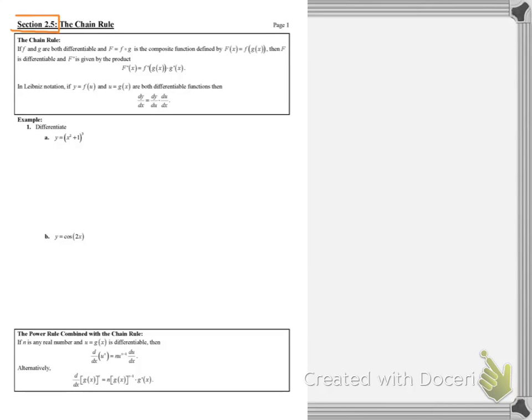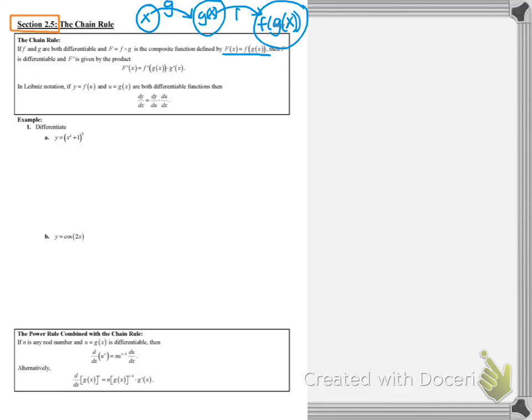Section 2.5, the chain rule. When we're considering the chain rule, it is when we have a composition of functions. I'm drawing a little diagram to help remind you about the composition of functions. The composition of functions is when you have a function that is defined at another function.